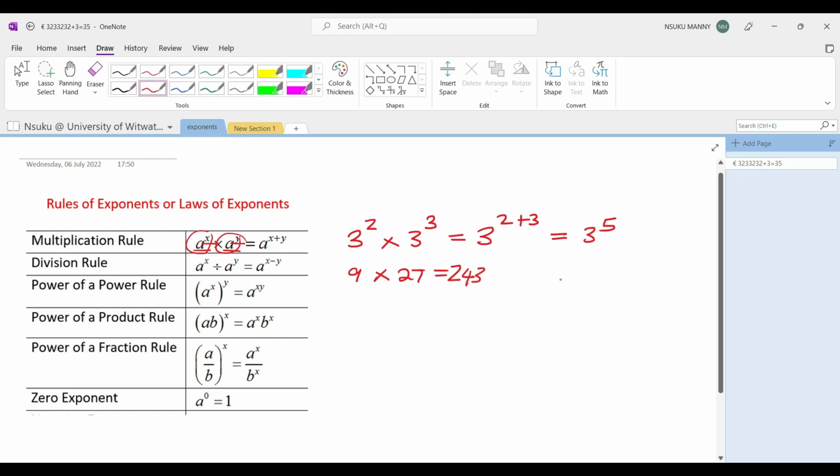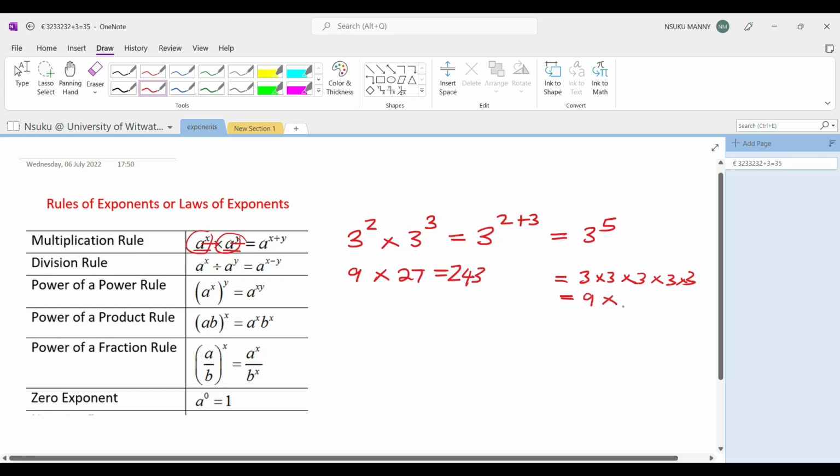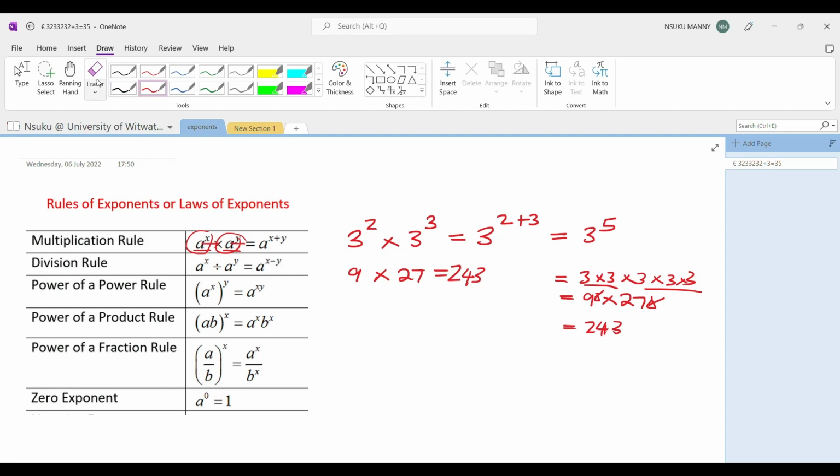And I know that 3 to the power of 5 is the same as 3 times 3 times 3 times 3 times 3. And it's the same as 9 times 27. If I take these two, they're going to give me 9. If I take these 3, they're going to give me 27, which is basically the same as that. So the answer is basically the same, 243. So that's what it means when we say if you're multiplying powers that have the same base, you don't even have to think of anything else. Just add the exponents if the bases have the same value.